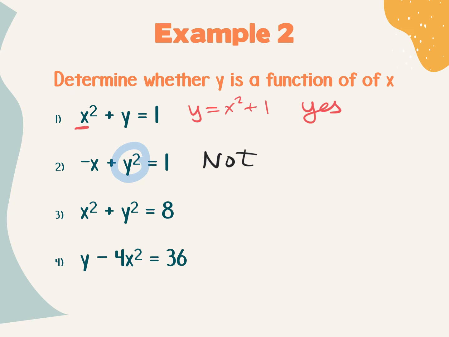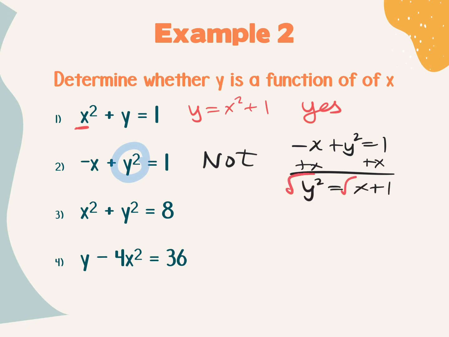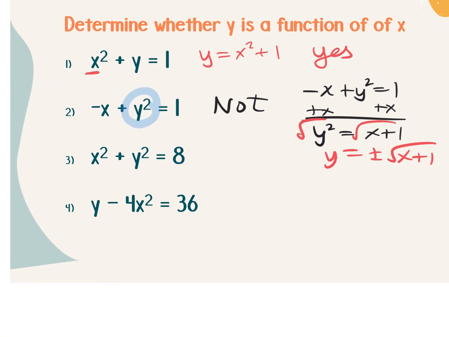If you were to rearrange this and solve this, you would get negative x plus y squared. And then what you could do is add the x. y squared equals x plus 1. You would square root it, and y would equal plus and minus this, and this is not a function. All right, next one, same thing, circle here. Got a y squared, not a function.